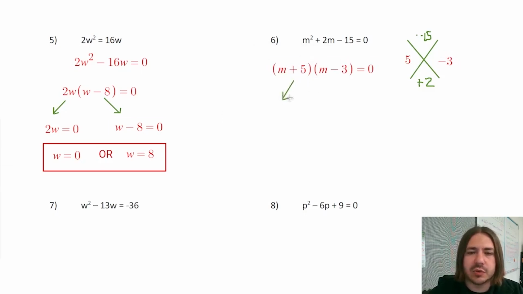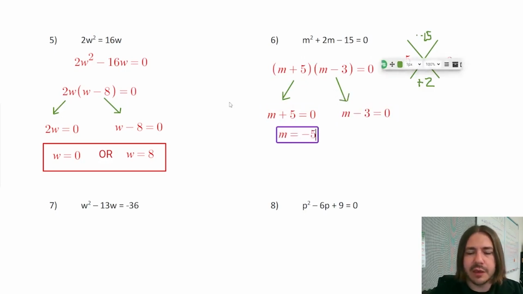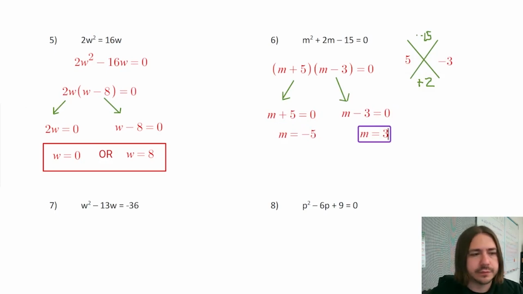Now, those are not the actual solutions, though. We still need to set each one of these factors equal to 0 and solve it. So the first one would be m plus 5 equals 0. The next one would be m minus 3 equals 0. So for each one of these, we're going to solve them. This one we need to subtract 5 from both sides, so we get m equals negative 5. And this one is just going to be m equals 3.